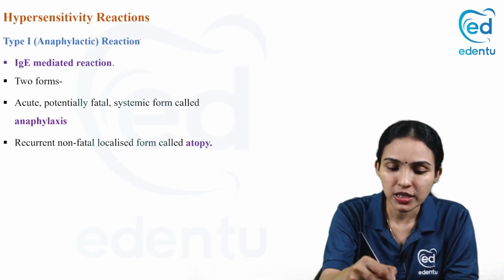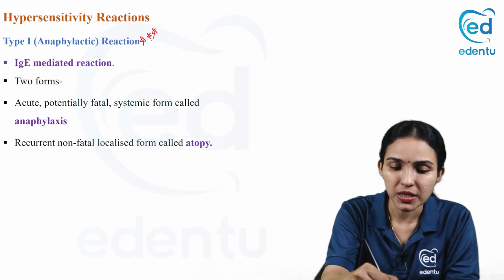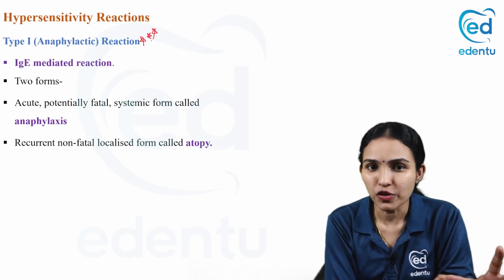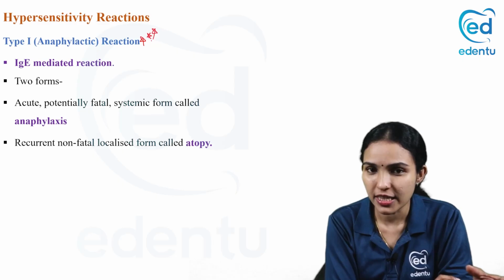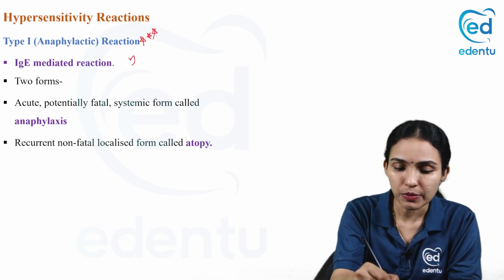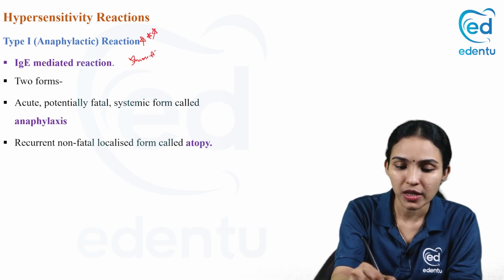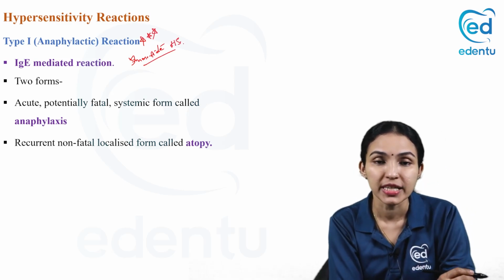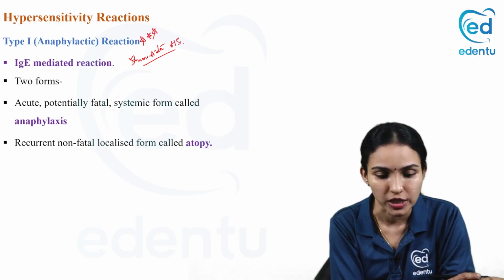So coming to type 1, this is a very, very important question. It's repeatedly asked for university exams. Type 1 is otherwise called anaphylactic reaction. And another term, sometimes the question will be like this: immediate hypersensitivity reaction. Delayed type is type 4. Immediate, when you say it, you mean it is type 1.